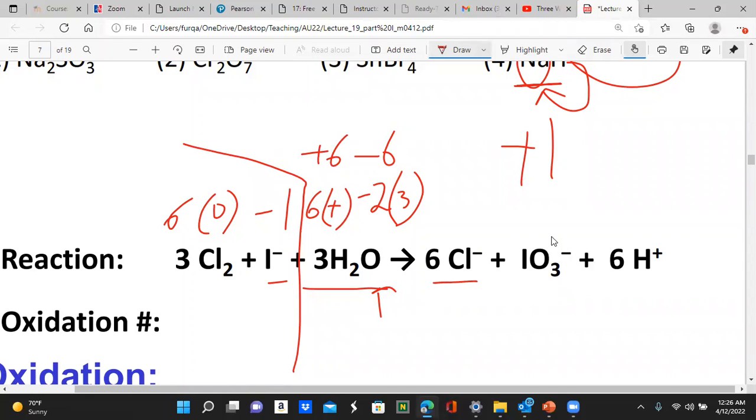Let's look at the chlorine. 1 chlorine ion means 1 minus, so the oxidation is going to be -1. We have 6 here. -1 times 6 means -6. So look at the chlorine from 0 to -6, right?